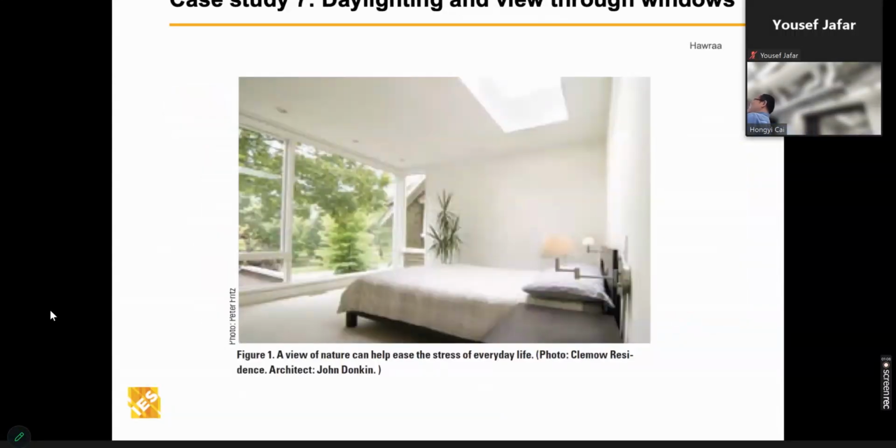Daylighting and view through the window. Yeah. Whenever you do daylighting, you need to have the view. So this article is talking about that.